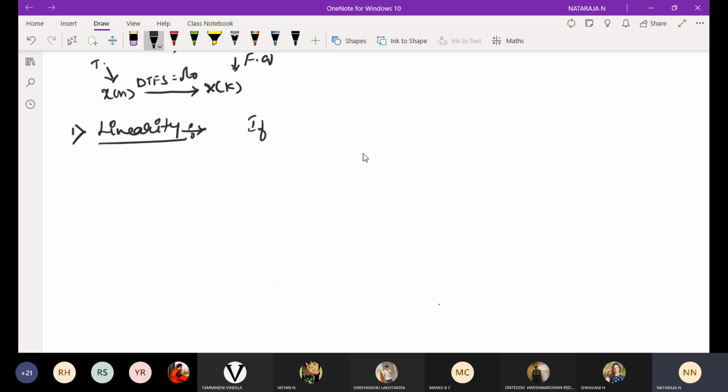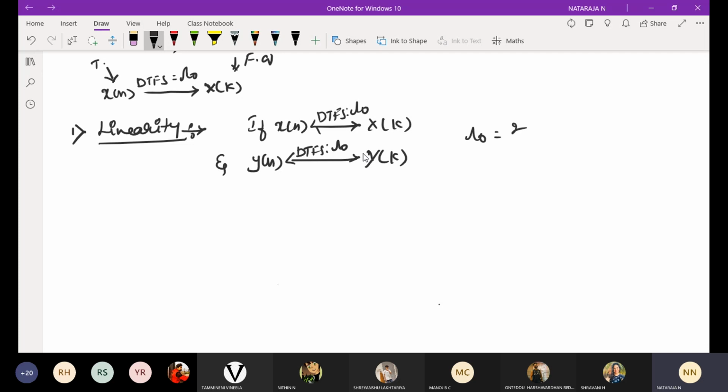Take the first one, linearity. If x of n is x of k over DTFS of omega naught, and y of n with respect to DTFS of omega naught is y of k, this is your linearity property. Omega naught is equal to 2 pi by capital N, what we discussed in periodic and non-periodic signals for discrete time signals. Same omega you are going to get. Omega is equal to 2 pi by N. This is the property for linearity.